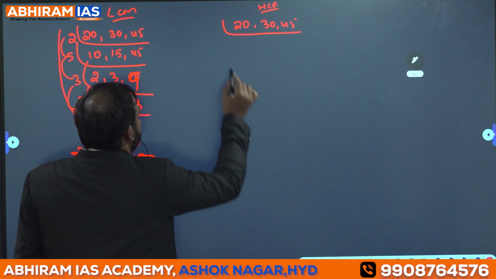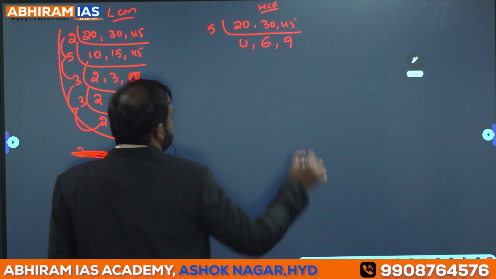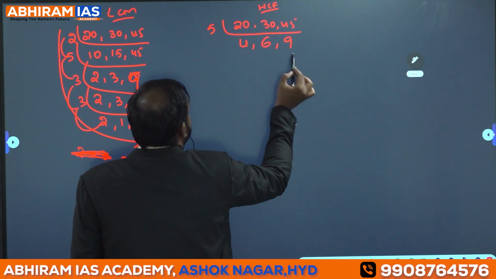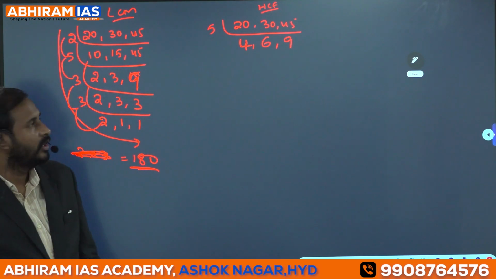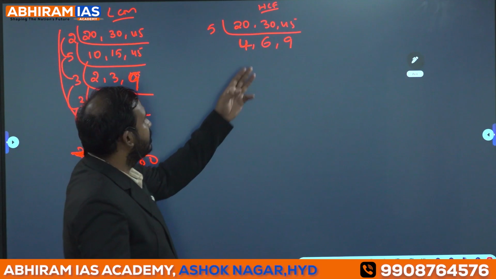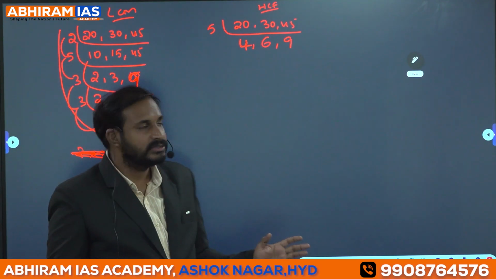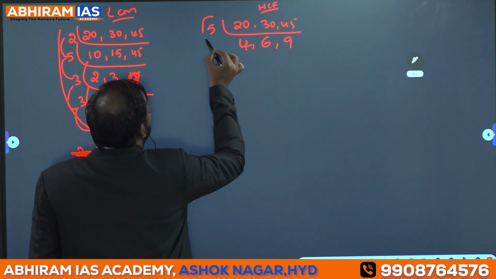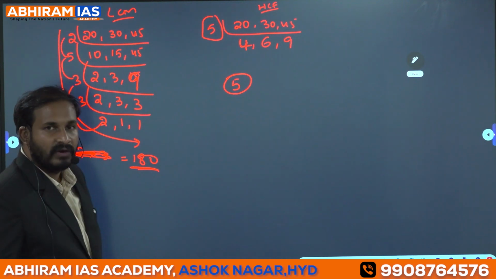But 5, yes, 5 4s are 20, 5 6s are 30, 5 9s are 45. Now once again, is it possible for me to divide a common number for 4, 6 and 9? No. If I take 2, 2 will divide 4 and 6, but it is not going to divide 9. If I take 3, 3 is going to divide 6 and 9, but it is not dividing 4. So it is not possible for me. I cannot move forward. So here my HCF is only this one, that is 5. The HCF of 20, 30 and 45 is 5.